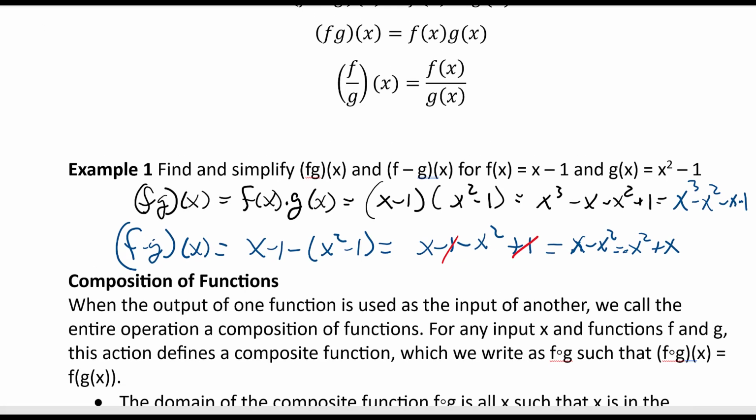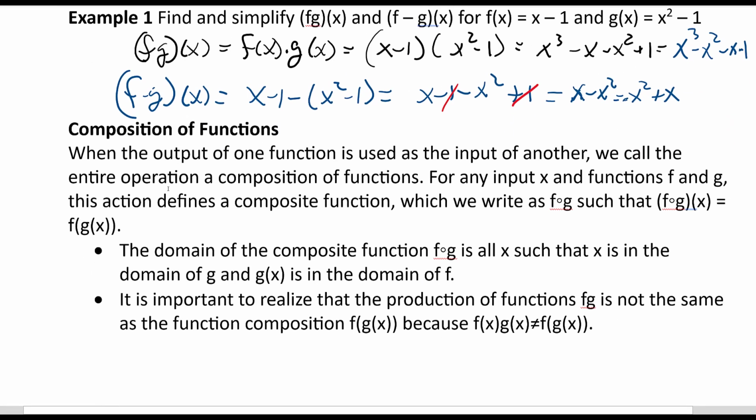So, composition of functions, I have a definition here. When the output of one function is used as the input of the other, we call the entire operation a composition of functions. For any input x and functions f and g, this action defines a composite function. Think of composite as something made of something else, which we write as f of g. This is not times, it means f of g of x. That means the function f composed with g of x.